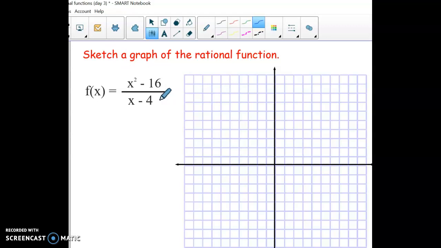All right, so we know there's a break at 4. So if we set the denominator to 0, we're going to have a break at 4. We want to figure out, is that a vertical asymptote or hole? To do that, we're going to factor the top. So this is square minus square. So we have x and x for the x squared. And then to make negative 16, if we use negative 4 and positive 4, that'll multiply to negative 16 and give us 0x in the middle. So it's plus 4 and minus 4.